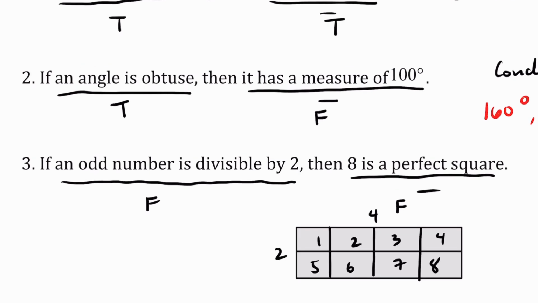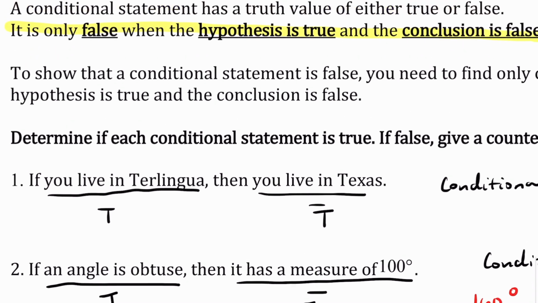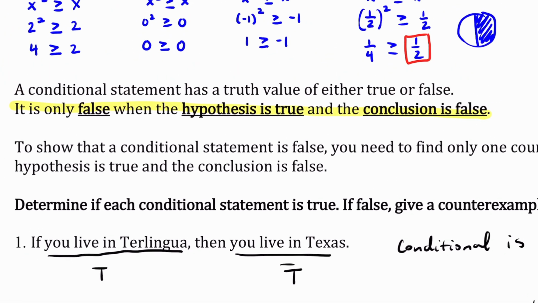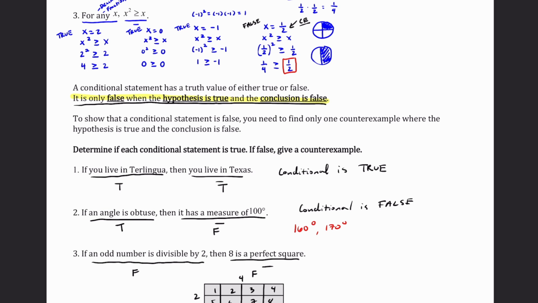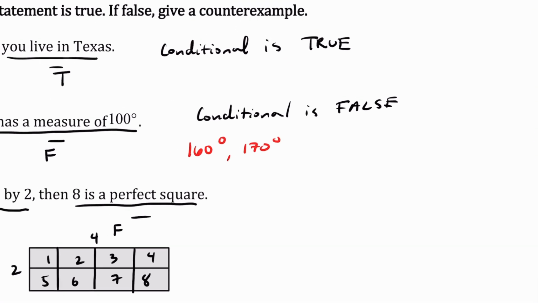Now, if you think that the conditional itself is false because you see a false hypothesis and a false conclusion, I totally understand, but we have to recall what it says over here. It is only false when the hypothesis is true and the conclusion is false. That's the condition here. If this was true and this was false, then we can say that the conditional itself is false. But both of these truth values are false, so the conditional is true by default.